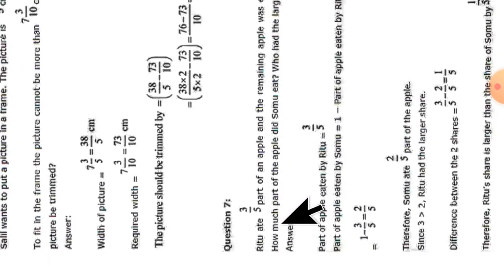Now question number 7. Ritu ate 3 upon 5 part of an apple and the remaining apple was eaten by her brother Somu. Okay, how much part of the apple did Somu eat? Who had the larger share and by how much? So part of the apple eaten by Ritu is 3 upon 5. Part of the apple eaten by Somu is 1 minus part of the apple eaten by Ritu. Okay, so total part is 1 and minus part of the apple eaten by Ritu.